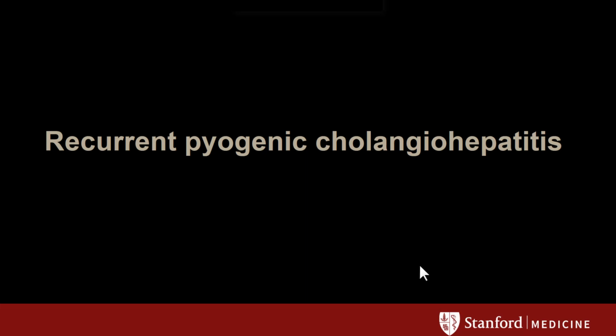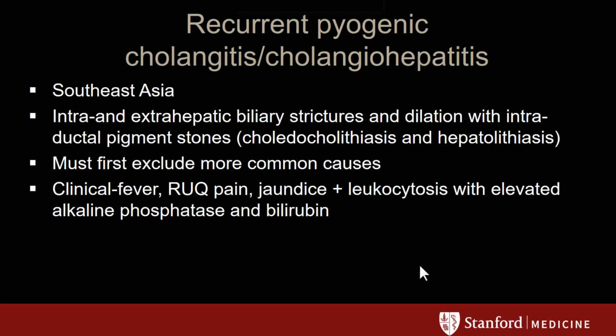Let's talk about RPC, which is, I think, a very interesting disease on imaging. So you get intra- and extrahepatic strictures and dilation with intraductal pigment stones. So you get choledocholithiasis and hepatolithiasis.